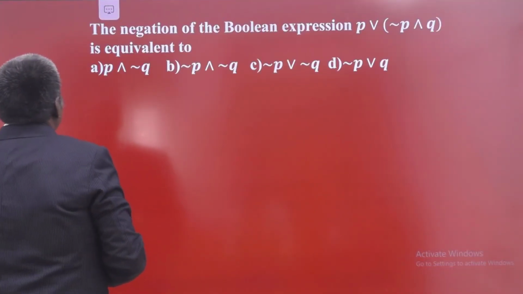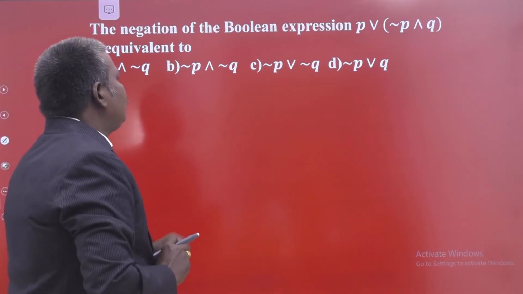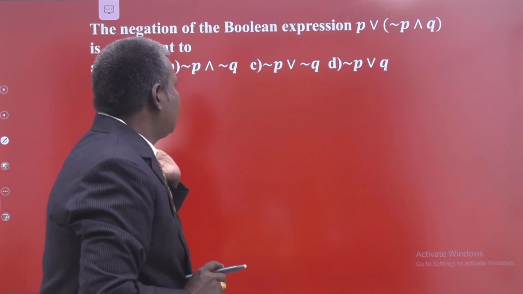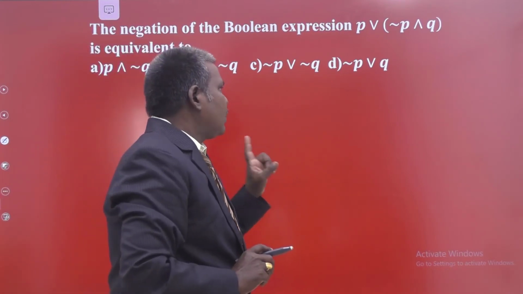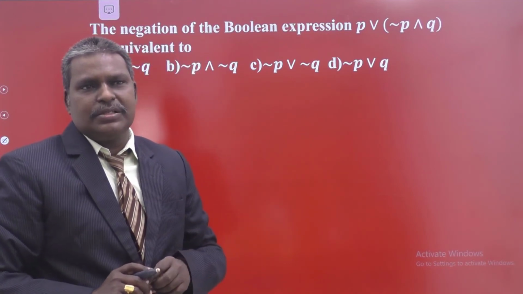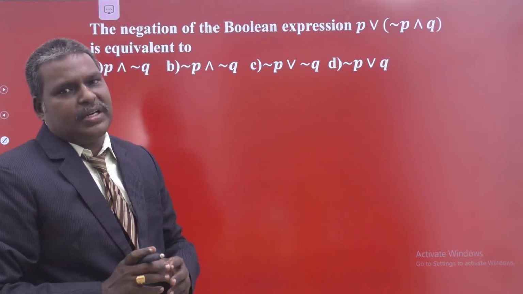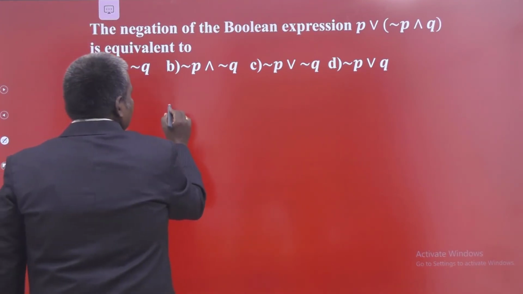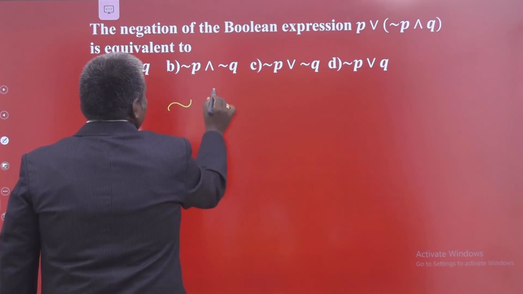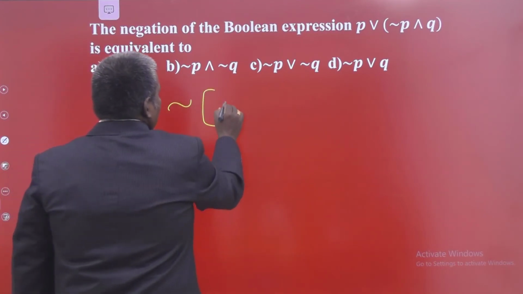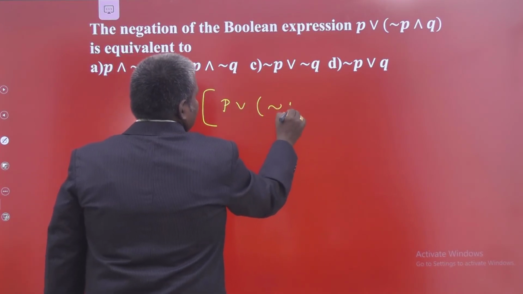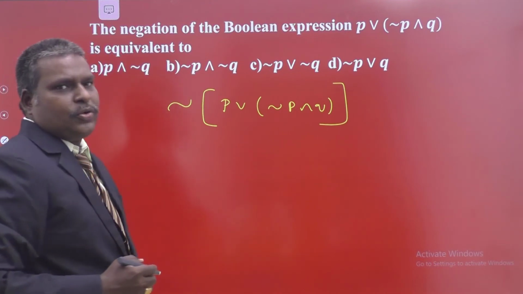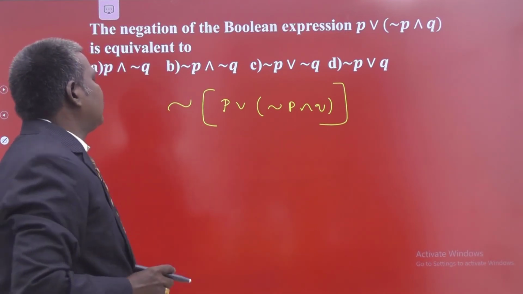Next one. The negation of the Boolean expression is equivalent to what? This is the question. All the problems are the same model questions. One question must and should be asked in your JEE Mains. So you prepare the properties thoroughly, then you can play with all these problems. So what are they asking? Negation of negation of P or negation of P and Q. This is my question, which is equivalent to what they are asking.